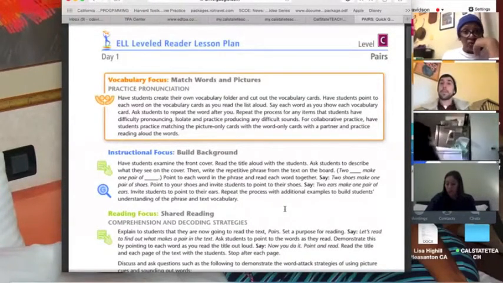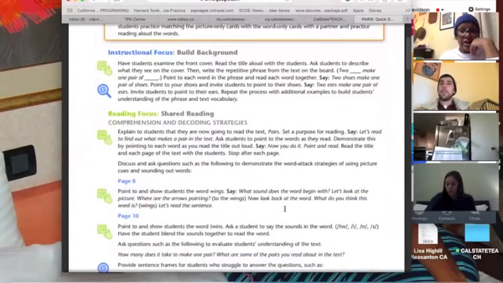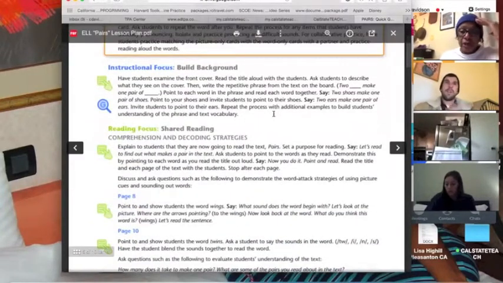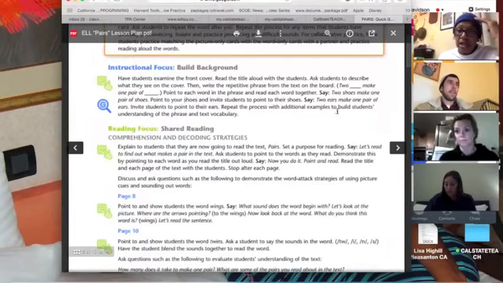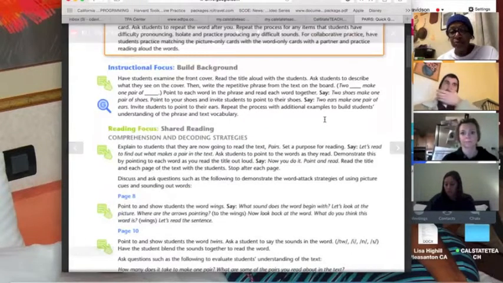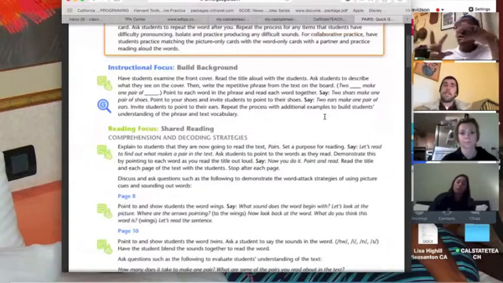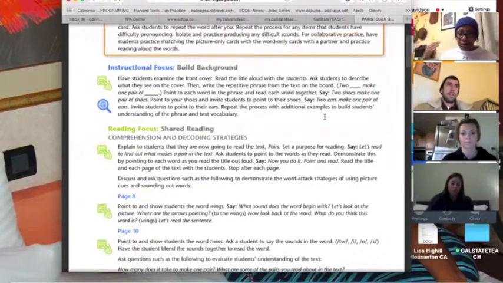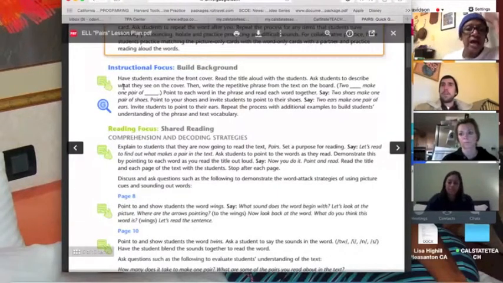Then it gives you the instructional focus, and it tells you that you're going to need to build this background with the kids. And it even tells you what you're going to say. That's what I like about this, it gives you the whole thing as a script so you can see how you would write, how you would do this. And then it tells you, have the students examine the front cover of the book, they read the title, and so on. Then write the repetitive phrase from the text on the board.